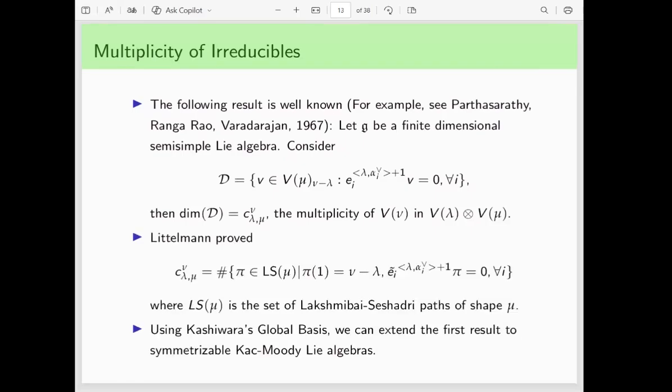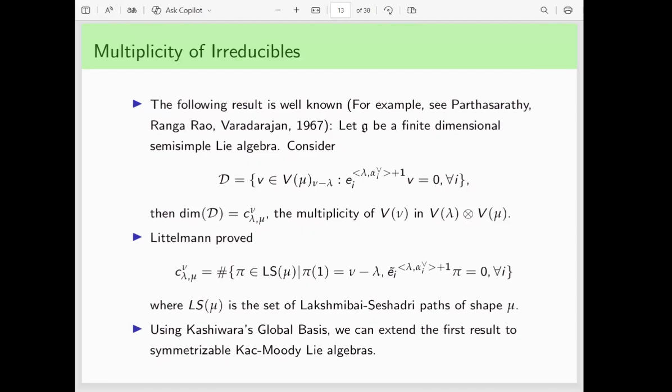So the first thing we did was, using Kashiwara's global basis, we extended this to all symmetrizable Kac-Moody Lie algebras. By this we mean, the PRV result was only for finite dimensional semi-simple Lie algebras, the proof that they gave. But we used Littelmann's result and we extended it to all symmetrizable Kac-Moody Lie algebras.